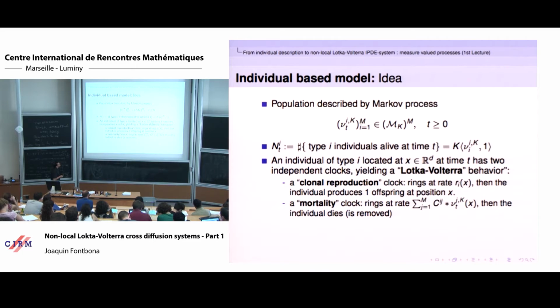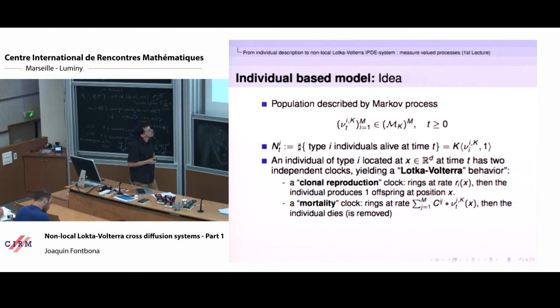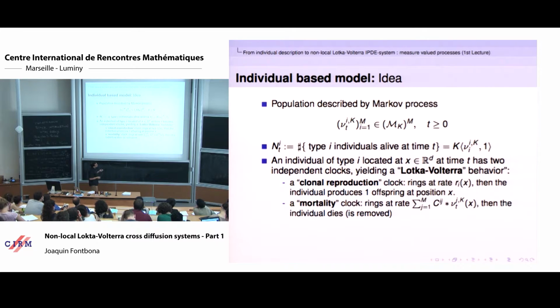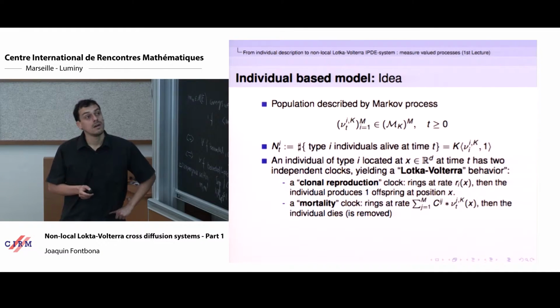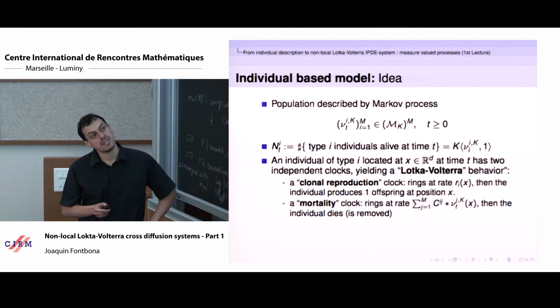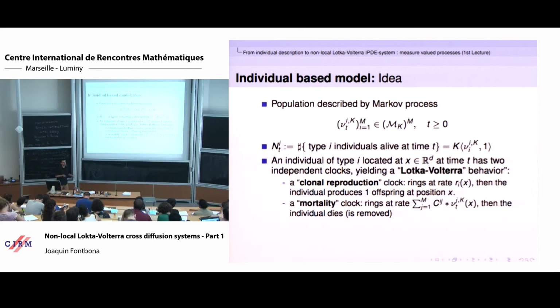So here, this interaction takes place at the level of the demographic events. First, I will have what I call a clonal reproduction clock, which means that my individuals, when located at position X, will give birth to one offspring at the same position, at this rate. That's the intuitive idea. And there is a mortality clock which rings at this rate.